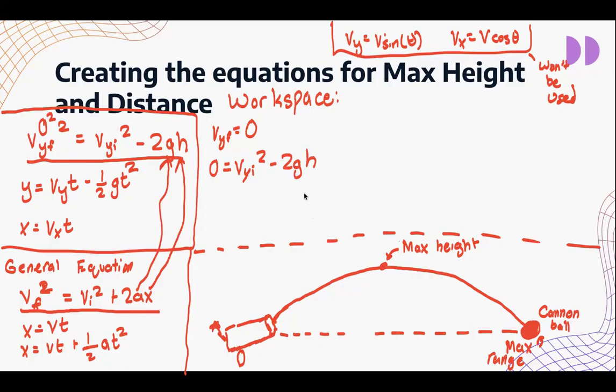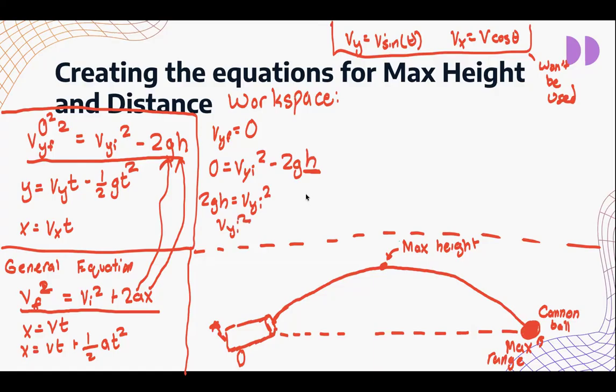We're trying to solve for this max height, correct? Because once the final velocity is equal to zero, that's the max height. So we're trying to get this height alone. So we just get 2gh equals vyi squared. So then you get vyi squared. I'm running out of space.